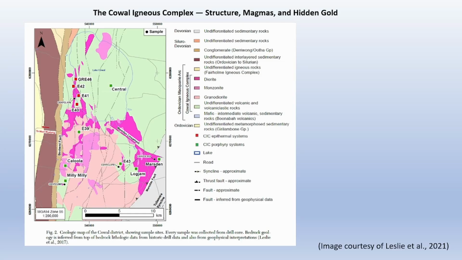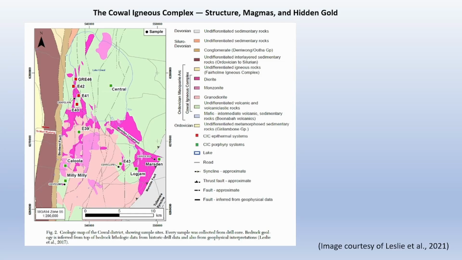The Cowal district sits inside a fault-bounded crustal block, which stretches over 40 kilometers. Most of it is buried under post-mineral sediments, so explorers rely heavily on geophysical mapping and deep drilling to understand what lies beneath those sediments.